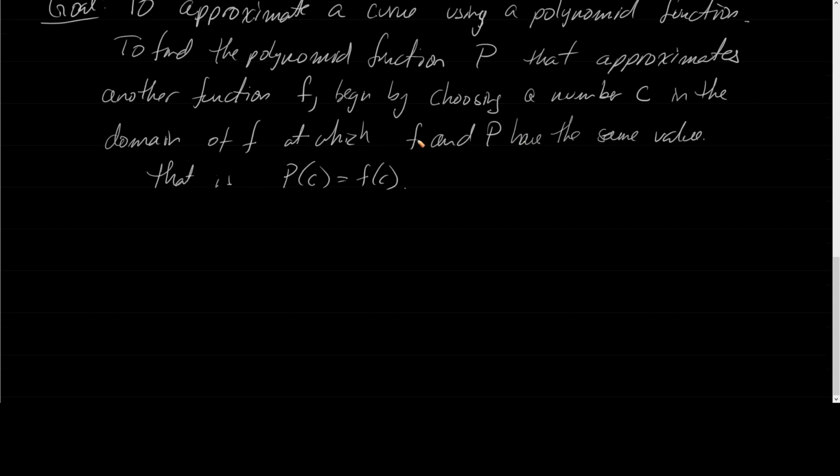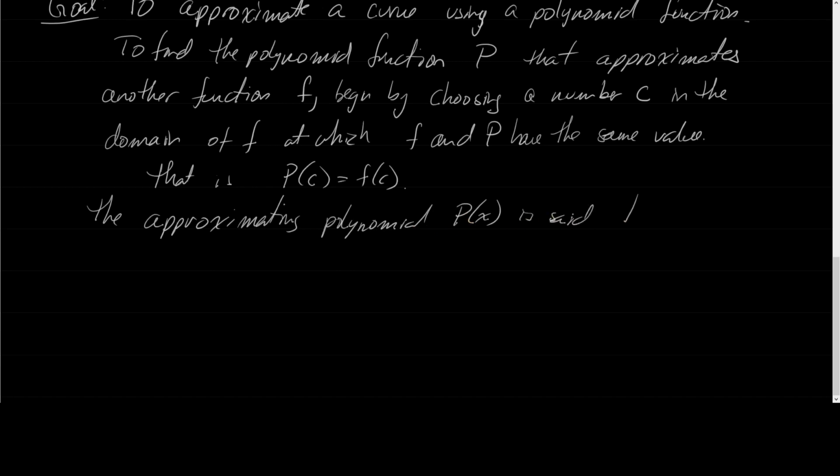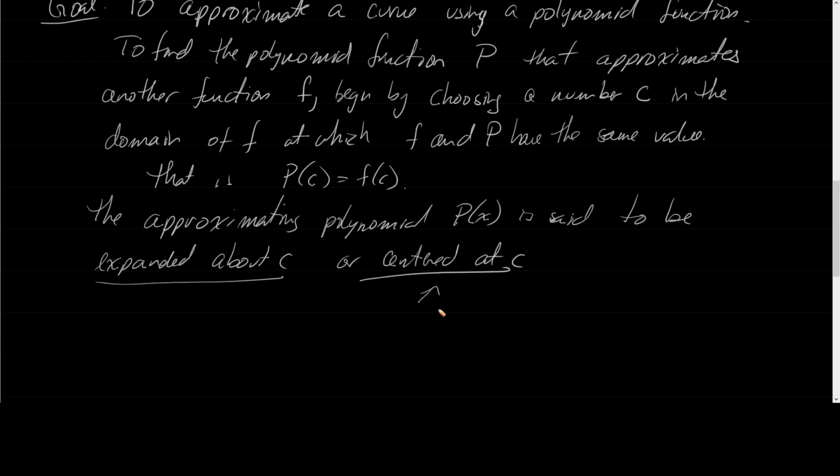And by the way, the approximating polynomial P of x is said to be expanded about c, or centered at c. In general, I'll probably be using centered at c more often instead of expanded at c, but they mean the same thing.